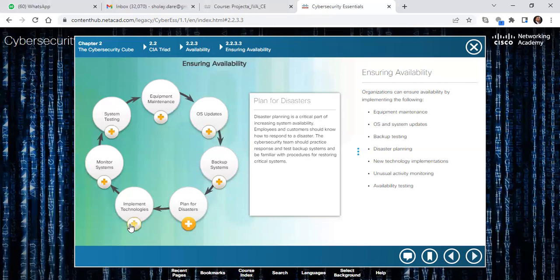Okay. So we have the other one that talks about the new technology implementations. So when you're talking about the new technology, you're talking about how to implement technology. So high availability requires continuous evaluation and testing new technologies. So as a cybersecurity professional, you are also required to use new technology products and devices.